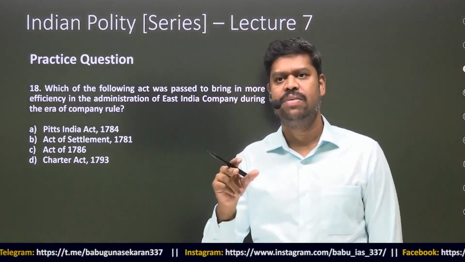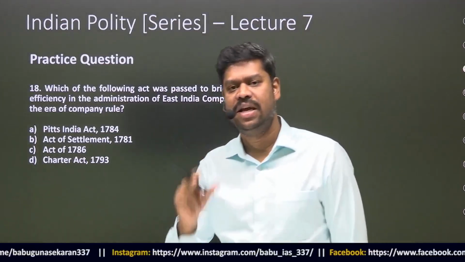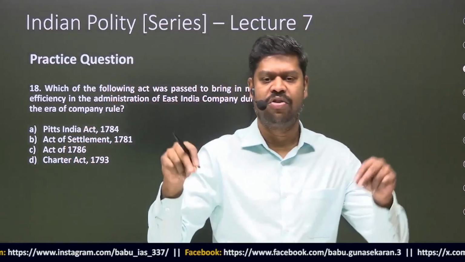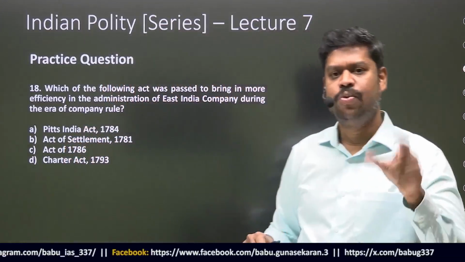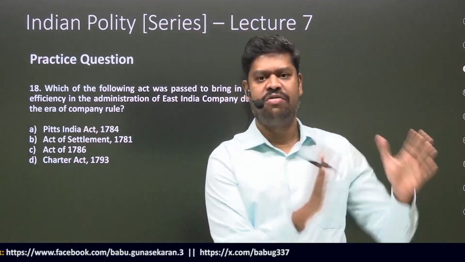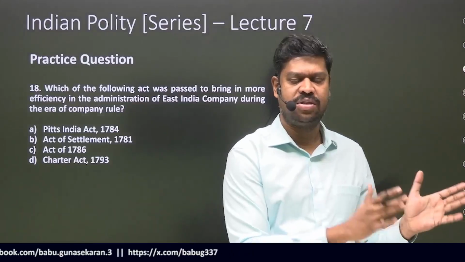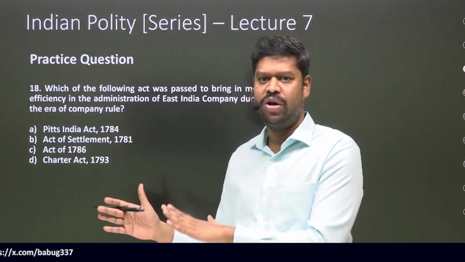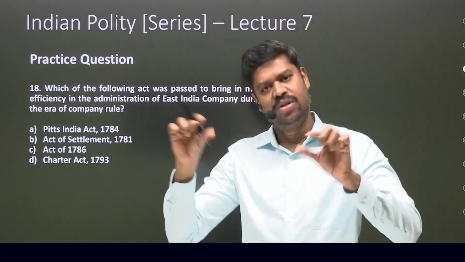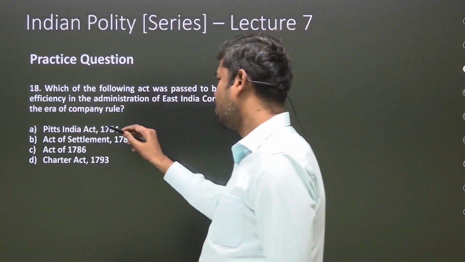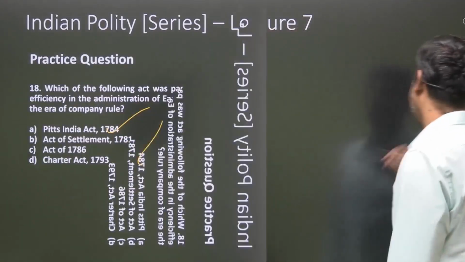That was brought in by the Pitt's India Act, which introduced two types of control within the company. One is the Board of Control and the other is the Court of Directors. The Court of Directors would look at the commercial functions, whereas the Board of Control would look into the political functions. Thereby the system would be more efficient. So the answer here is the Pitt's India Act of 1784.